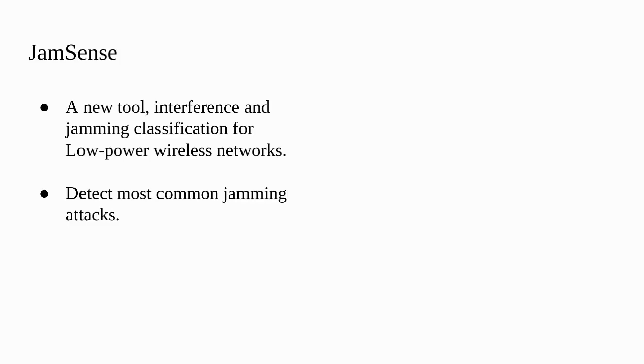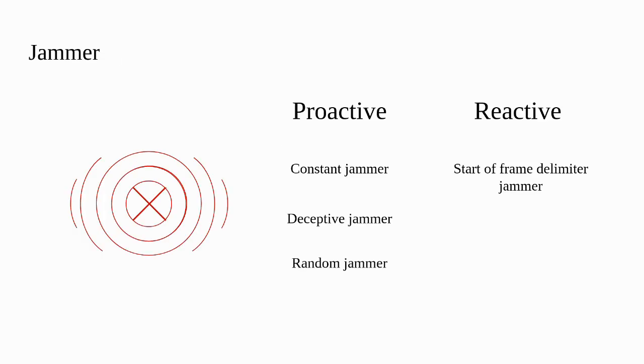JamSense is a new tool aimed at interference and jamming classification for low-power wireless networks. It makes it possible to detect four of the most common jamming attacks, which are the constant, deceptive, random, and reactive jamming attack of any kind. These jamming attacks can be categorized into two different categories: proactive and reactive.